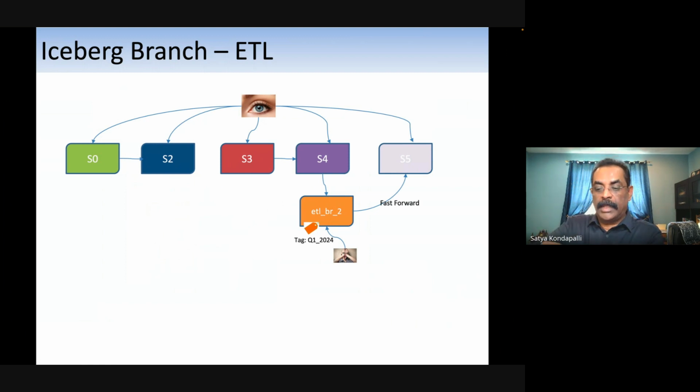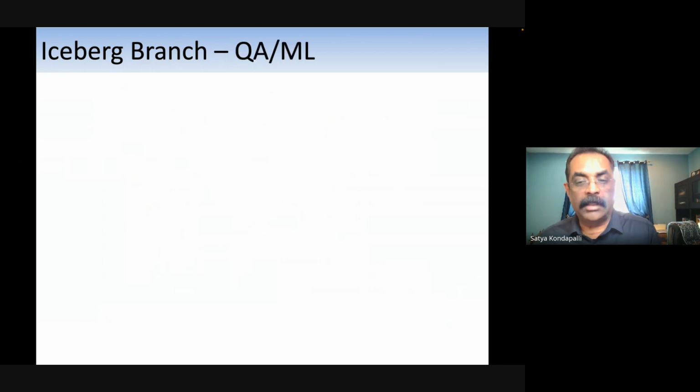So in this video, I'm not touching on time travel, branch tagging, and retention. Today is mostly the ETL and data-as-code concept, and then WAP and all that. Okay, then fast forward is done, and the branch is still there. Now look at how the QA and ML teams will work.